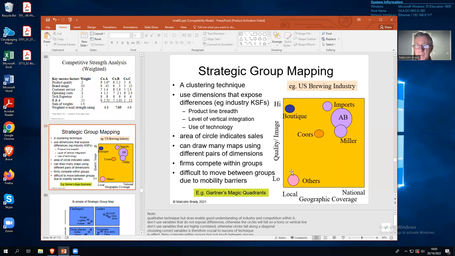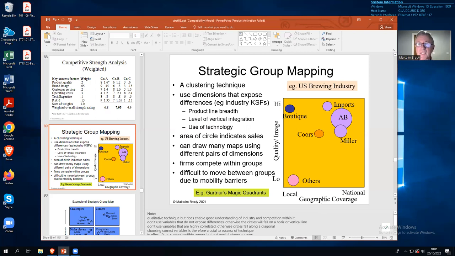In this example, one of the dimensions is quality or image, and the second dimension is geographic coverage. Again, these would likely be coming out as either key factors for the industry or key characteristics of the industry. And you're rating the different firms along these characteristics or dimensions. You'll note here that there's two dimensions. In the previous example, we used six different dimensions.